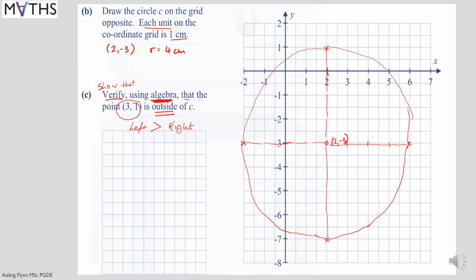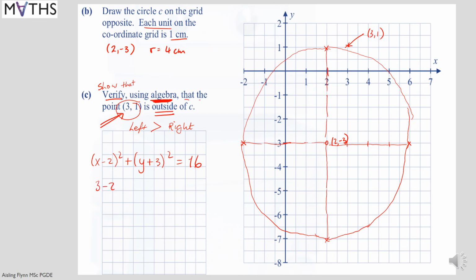And looking at the graph, that appears to be true. So the point 3, 1 is up here, okay, and appears to be just a little bit outside the circle. Okay, so for this we'll need our answer from part A, which was x minus 2 squared plus y plus 3 squared equals 16. So that's our equation of the circle. We're going to put in values from the point given and see how left compares to right.